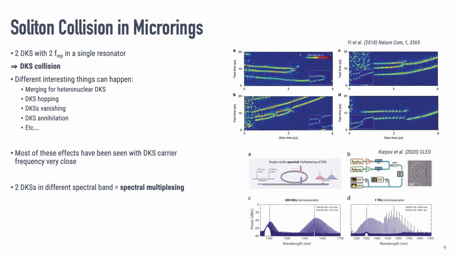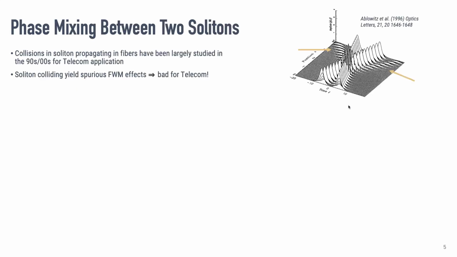That means when you put them close together at the same carrier frequency, you obviously have a very rich dynamic. But if they're far away from each other and they don't overlap very much, you basically don't see much, right?